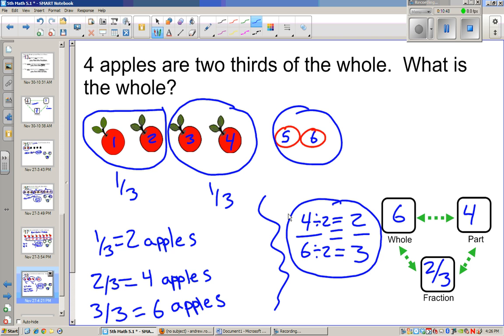So the key here was to turn 2/3 and just find what 1/3 was. And we did that by dividing it in half into 2 separate groups. So we found 1/3 was 2 apples. And once we found that, we could find 2/3 and then 3/3. And 3/3 is the whole.